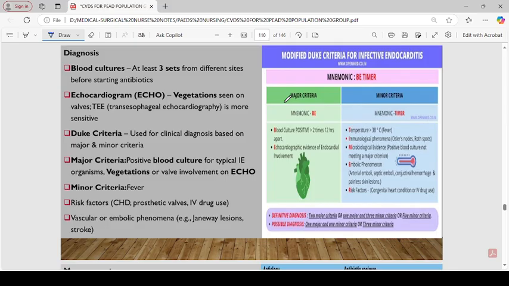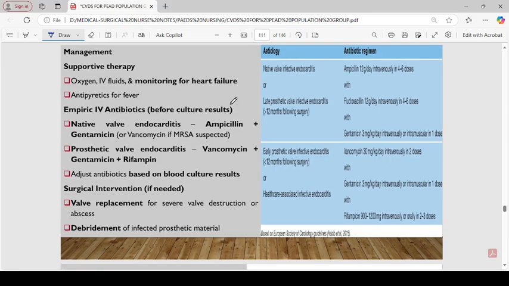Diagnosis, we have blood cultures, at least 3 sets from different sites before starting antibiotics. Echo, so it will show vegetation seen on valves. We have the Duke criteria. This one is used for clinical diagnosis based on the major and minor criteria. Major criteria, we have positive blood culture for the typical infective endocarditis organisms, vegetation or valve on echo. Minor, we have fever and other factors.